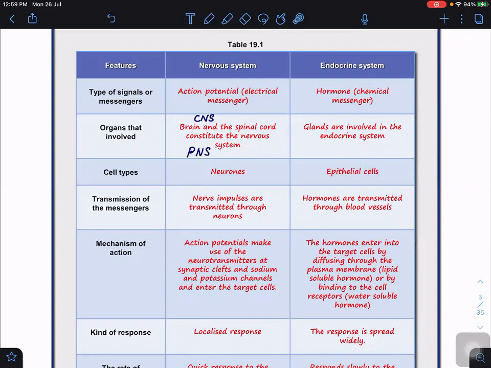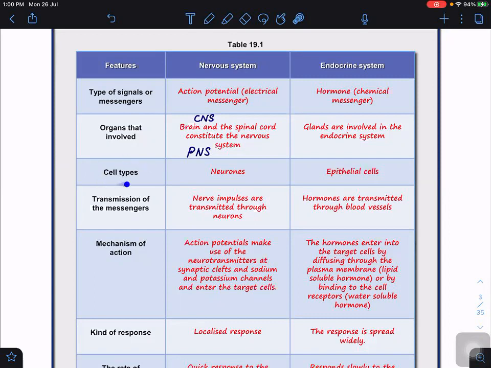If you want to read more, you can go and find out about the peripheral nervous system compared to the central nervous system. In terms of the organs involved in the endocrine system, we have glands, which we call endocrine glands. Still remember in the previous topic, we talked about endocrine and exocrine. In the endocrine system, they release the hormone into the blood capillary. From the blood capillary, this hormone will travel to the target organs and bind to the receptor.